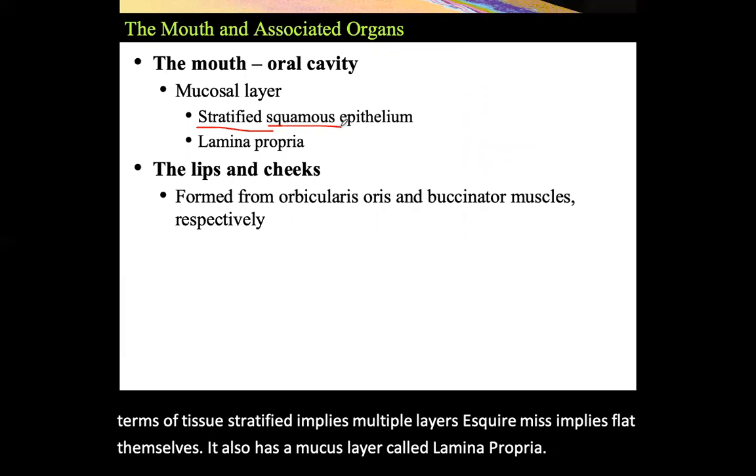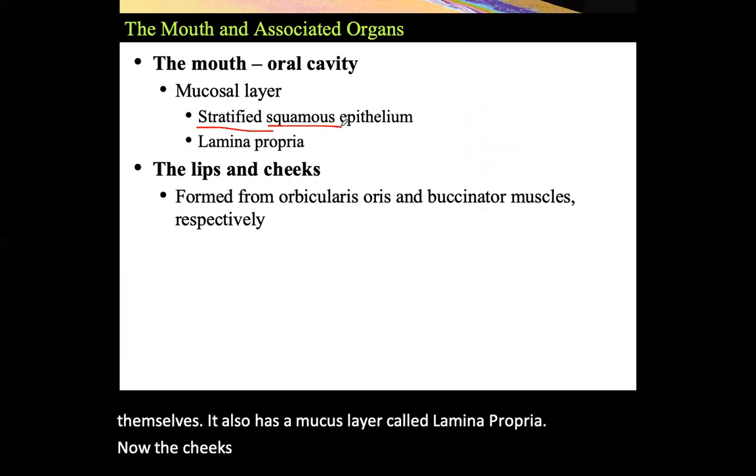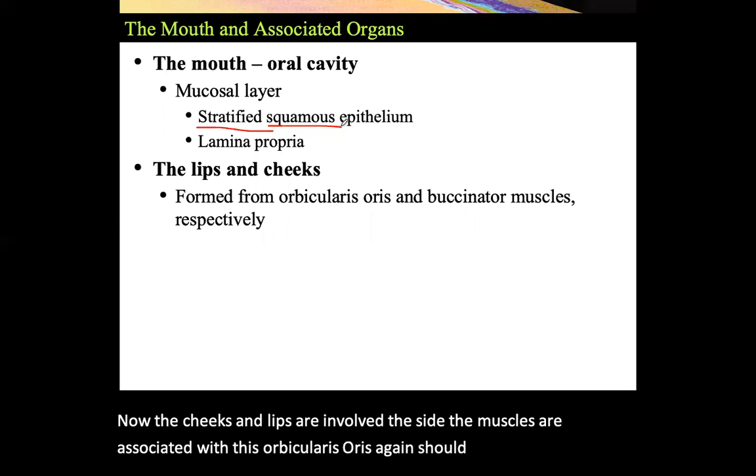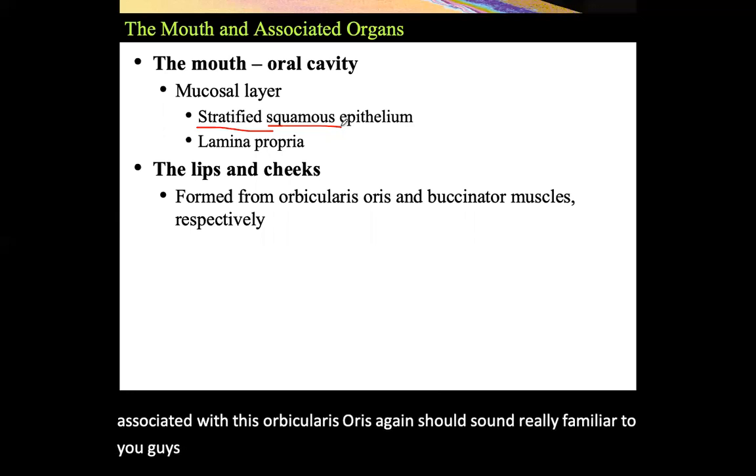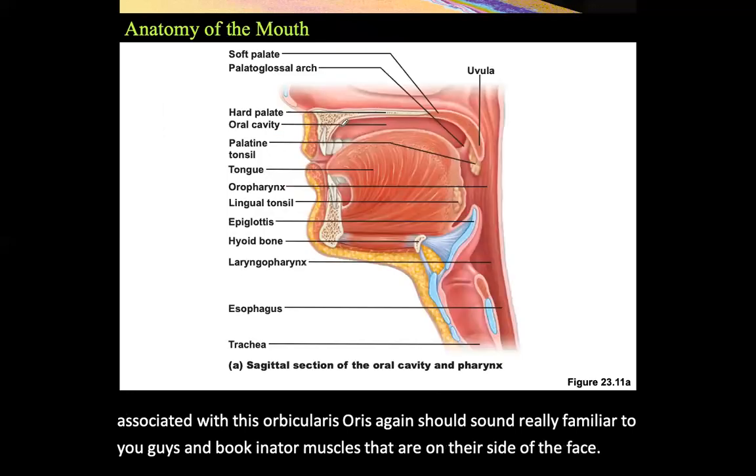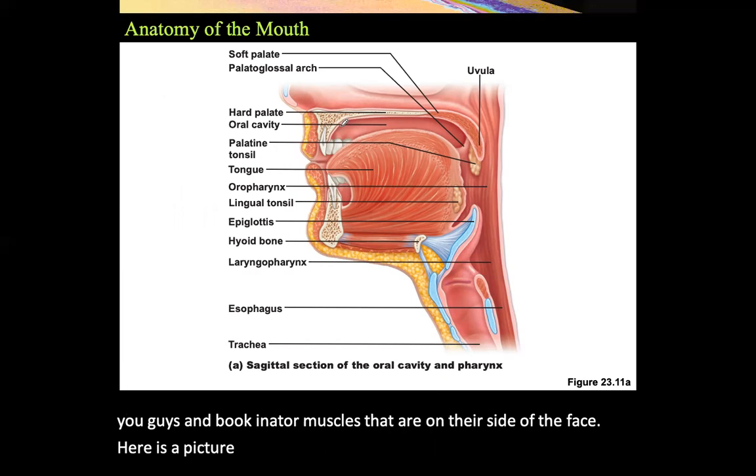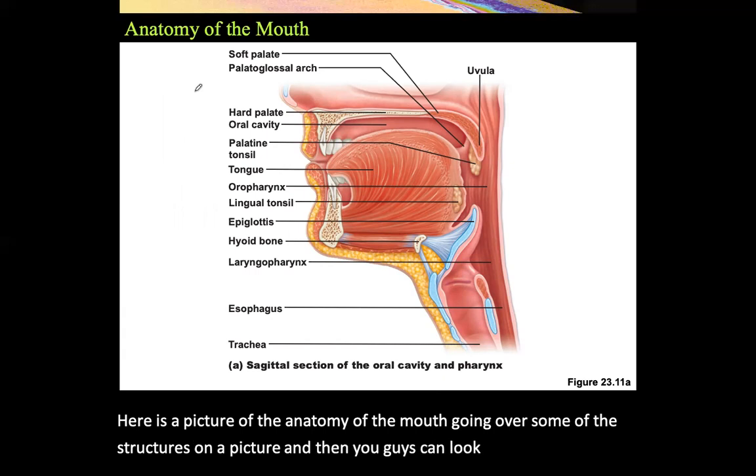Now the cheeks and the lips are involved. The muscles associated with this are orbicularis oris, which again should sound really familiar to you guys, and buccinator muscles that are on the sides of the face. Here is a picture of the anatomy of the mouth, going over some of the structures, and then you guys can look at the information on the slides.